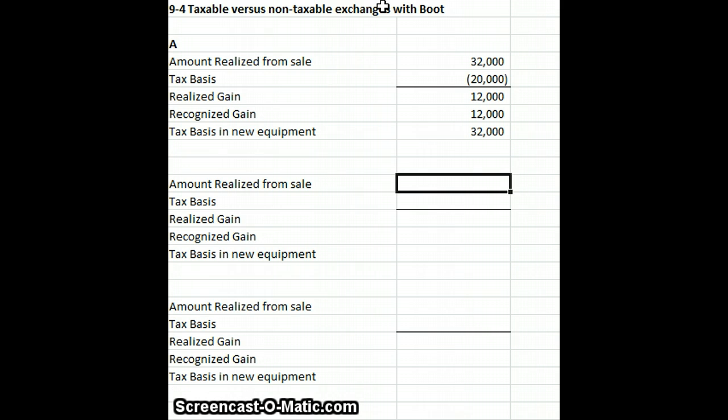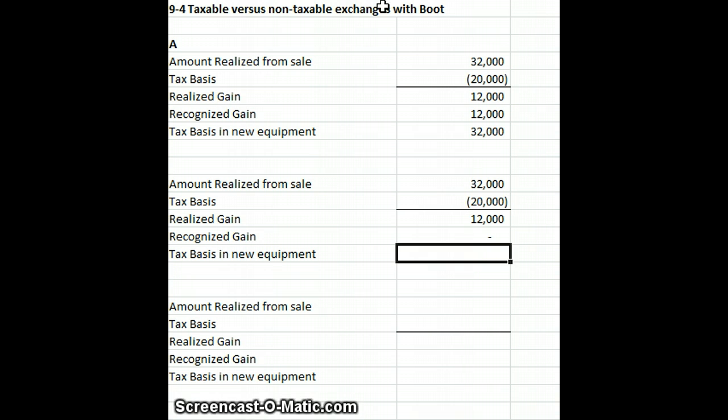In Part B, our old asset and the new asset are qualified property for non-taxable exchange purposes. So we're going to have our same gain of $12,000 that's realized because it's a non-taxable exchange. We have zero recognized gain, and therefore my tax basis is going to be $20,000, which is our old tax basis.